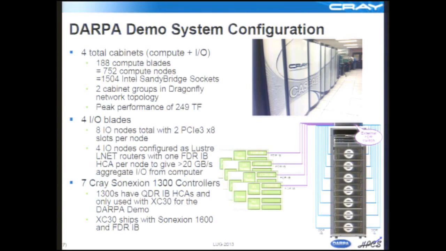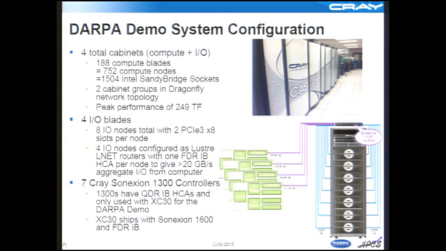We used, for the test, although we've got 2 PCI Express slots per node, we only used one of them because our demo was to show 20 gigabytes per second of I/O coming in off of the XC30 demo system. And so we used one FDR-IB HCA per node, and we had 4 nodes out of those 4 blades. Our file system was configured out of Snexion 1300. So Cray sells XC30s today with the Snexion 1600s. But for the demo system, based on scheduling constraints, we had to move forward with the 1300s, which is the first generation of the Snexion.